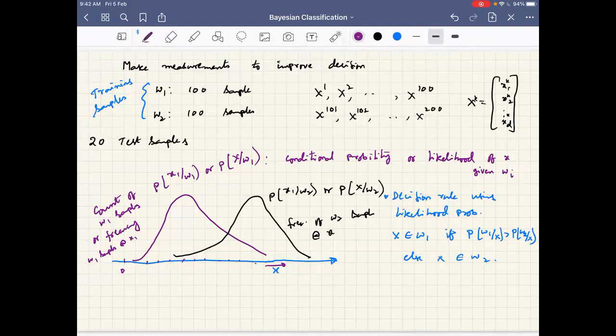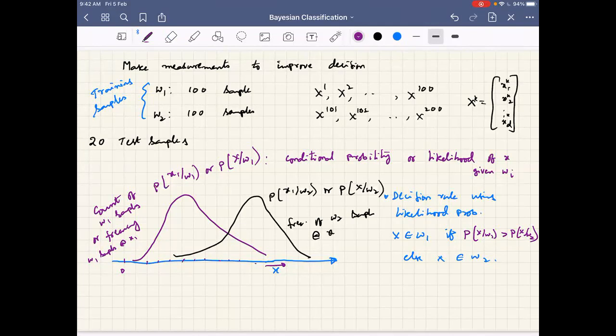What is more important here is that since we are making the measurements, we have the measurements at hand. So if I ask you to test a test sample, how do you test it? First, let us see how we arrive at this. This is just a rule that gives P of X given omega 1 is greater than P of X given omega 2. Please note that both are different. P of X given omega 1 is different from P of omega 1 given X.